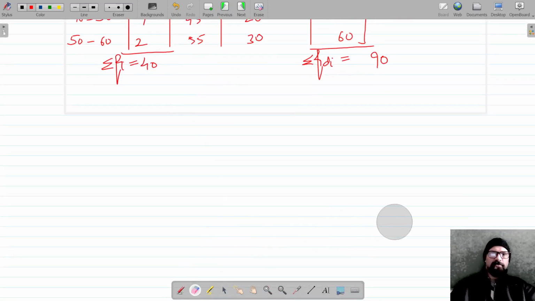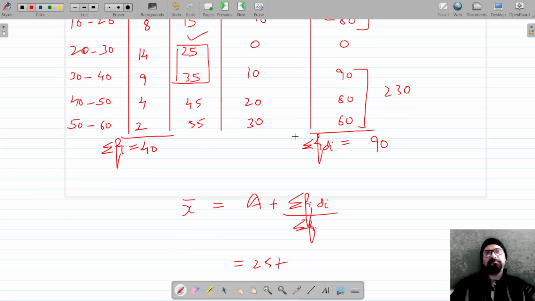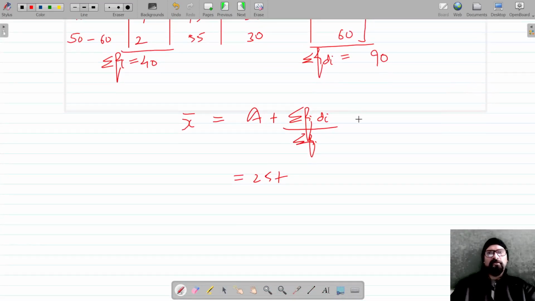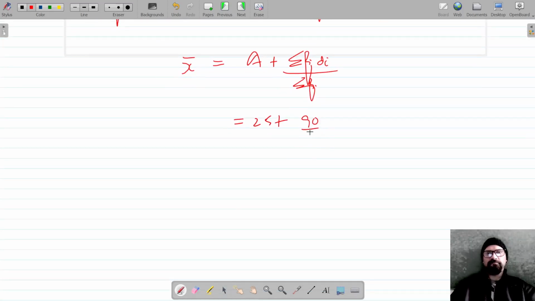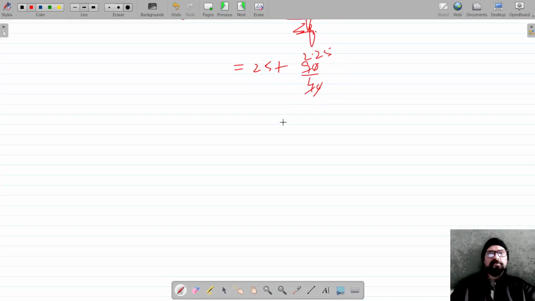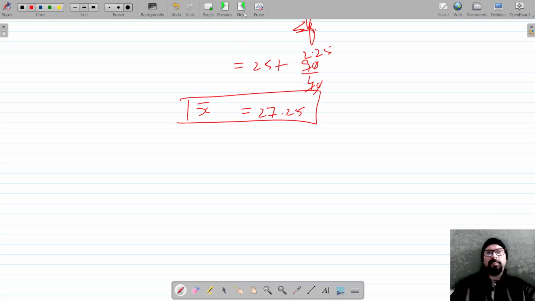Now let's find out the mean. The mean by the assumed mean method is given by A plus sigma fi into di by sigma fi. So the assumed mean is 25, and sigma fi into di is 90, which has to be divided by 40. So 90 by 40 is 2.25, which gives 27.25. So 27.25 is the mean for this.